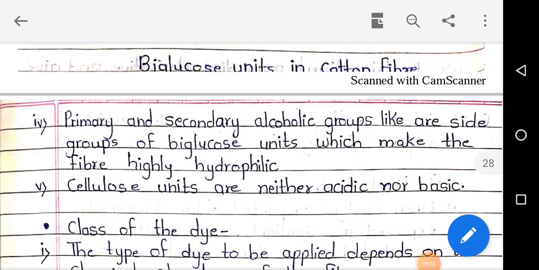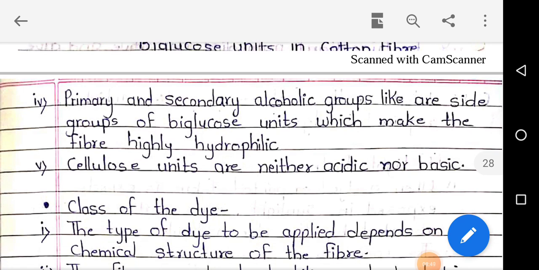A question may be asked in MCQ format or in a viva in the practicals of drugs and dyes: why is cotton hydrophilic in nature, why is it not hydrophobic in nature? So this explanation is better and proper to give as the answer to that question.